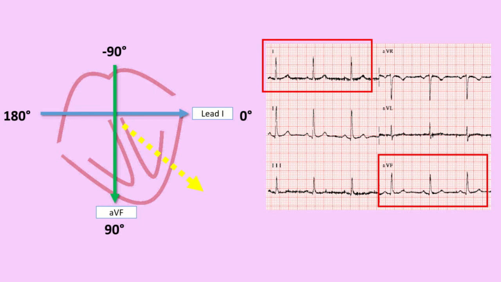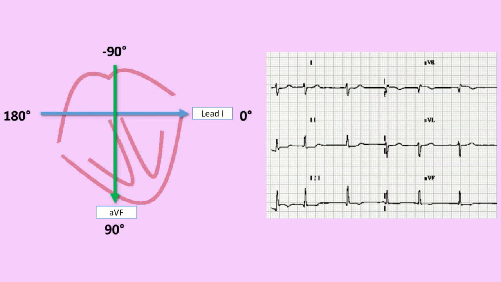Let's look at another example. Starting off, the first lead we want to look at is lead 1. Is the QRS complex primarily positive or negative? In this case, it's primarily negative. This tells us that the cardiac axis is somewhere on this half of the heart.